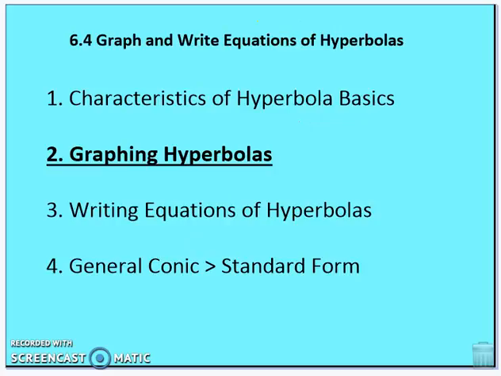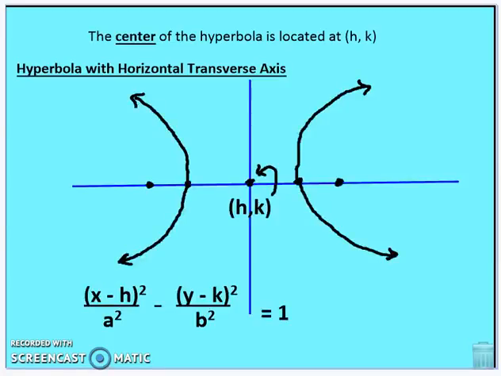So now we're going to graph hyperbolas. All right, so the formula for a hyperbola with a horizontal transverse axis is x minus h squared over a squared minus y minus k squared over b squared is equal to 1. So notice the center of the hyperbola is located at h, k, just like we had the center of the ellipse at h, k.